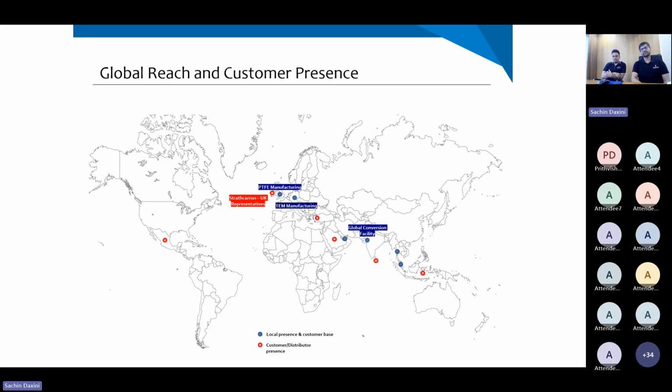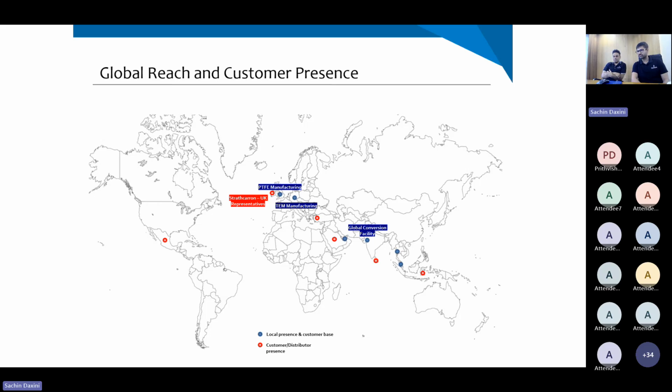So this map gives you an idea of our footprint. As you can see, we are based out of the western part of India in Gujarat. We have customers in Southeast Asia, Middle East, parts of Europe, and also we have our close partners sitting in the UK. Stratcairn team is also here on the call, and yes, they help us to work with customers in the UK.